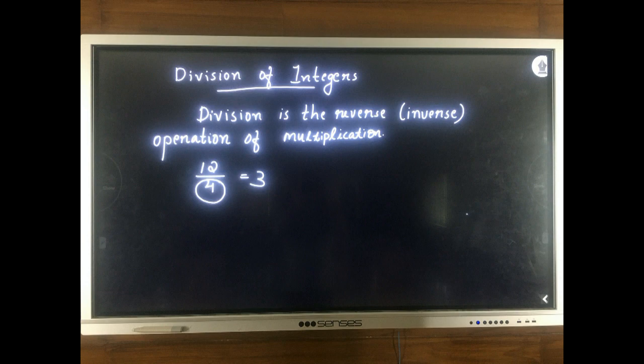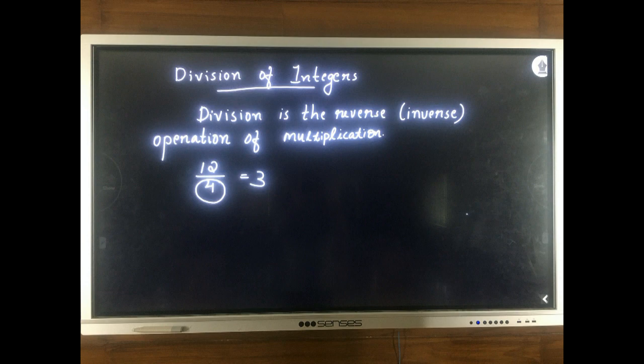Dear students, today we are going to study division of integers. Actually, division is the reverse or inverse operation of multiplication. We already know what multiplication is: multiplication means repeated addition. In the same way, division is repeated subtraction.